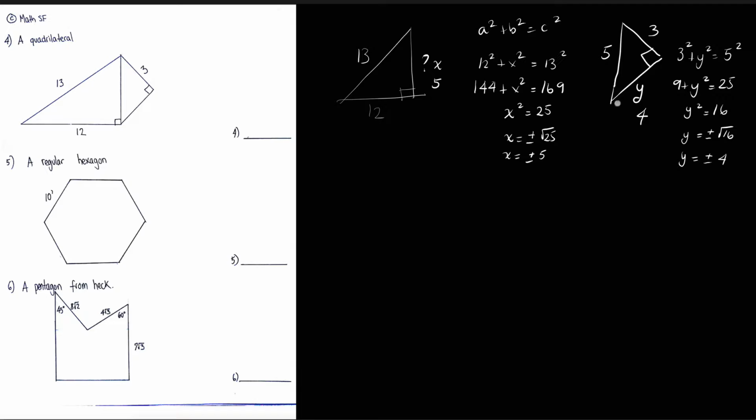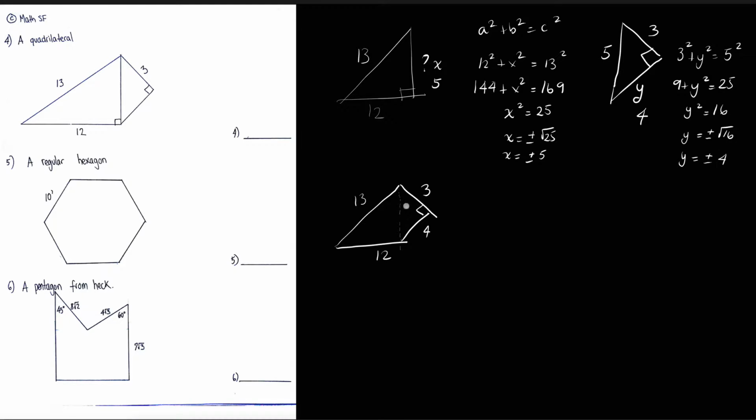So now I have all my sides. Let's identify. If I match all of these together, my figure should look something like this. I have this side here, and this side here, where this is 3, this is going to be the 4 that we found, this is going to be 12, and this is going to be 13.